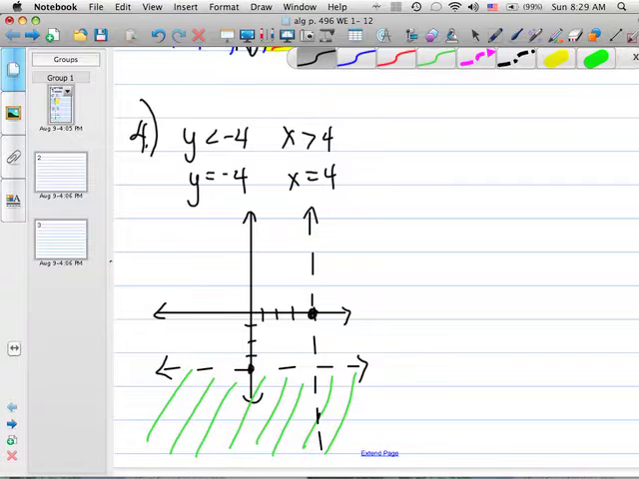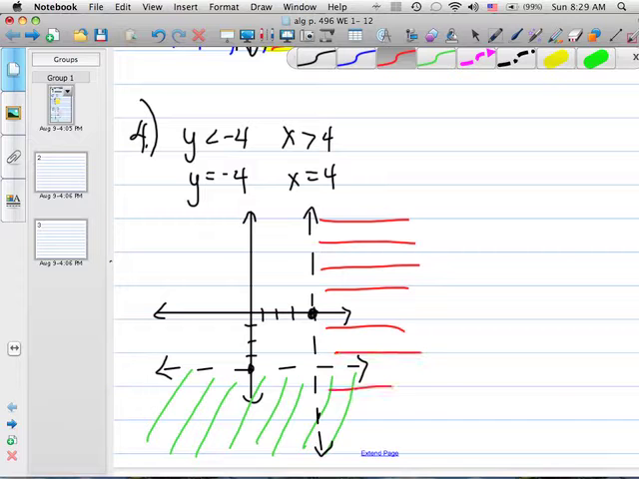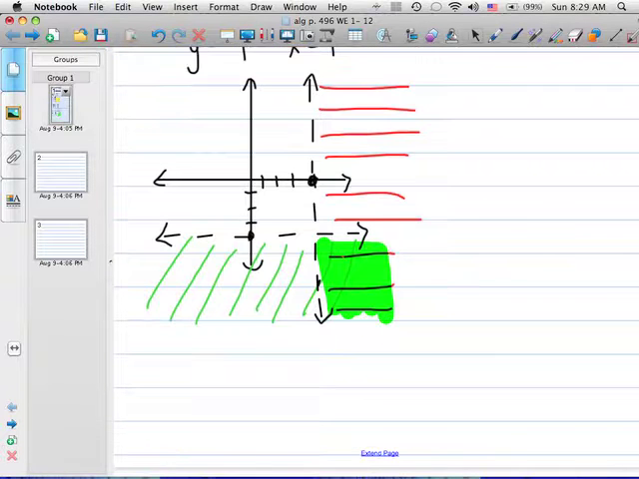And it is greater than 4, so we would be shading to the right. So the double crossed or double hatched area would be right in here. Realize it extends to infinity. So you could pick a point in that area and check it.